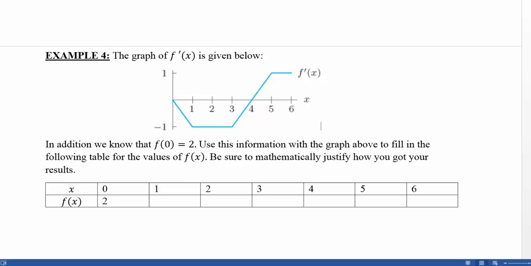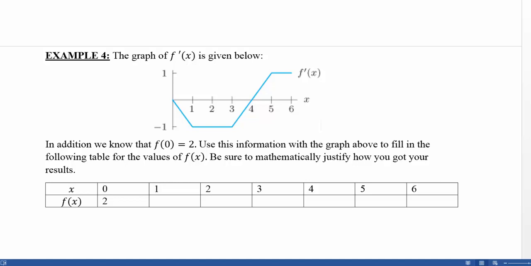Example 4. The graph of f prime of x is given below. In addition, we know that f of 0 equals 2. Use this information with the graph above to fill in the following table for values of f of x. Be sure to mathematically justify how you got your results.